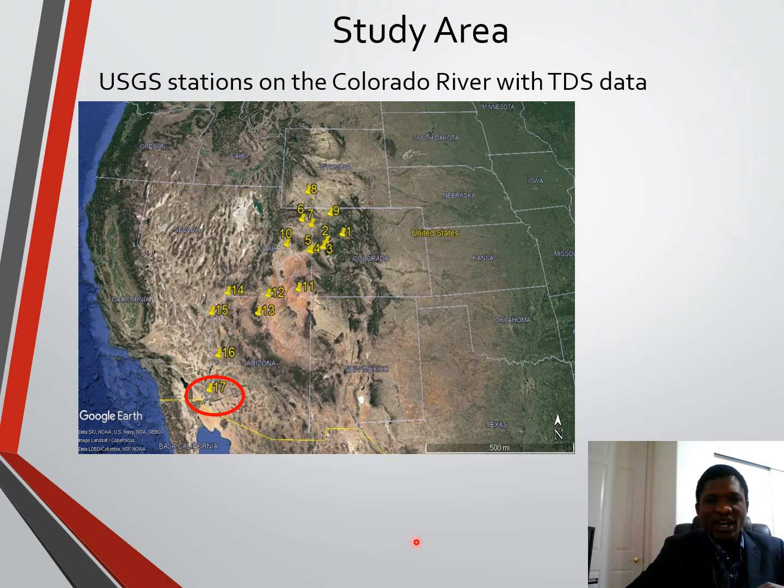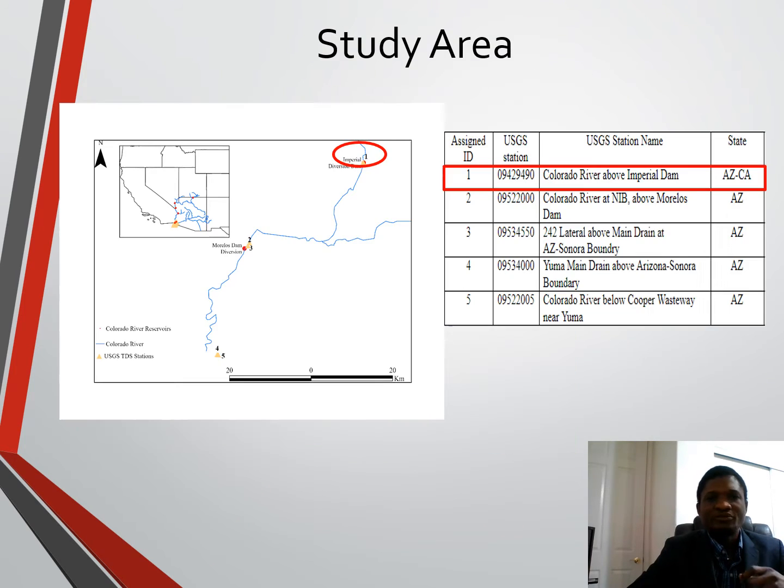The study area is, as I mentioned, the Colorado River. This is the Colorado River passing through several states. We have California, Nevada, Arizona. So these are currently some USGS stations, United States Geological Survey stations on the Colorado River, which measure electrical conductance. Out of this electrical conductance, TDS is computed, and this TDS will now serve us as ground truth or field data to be used in analysis.